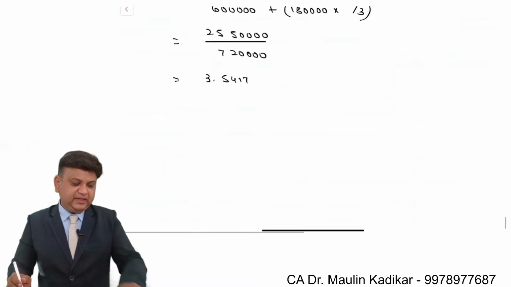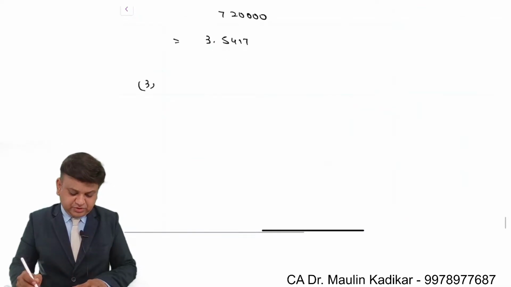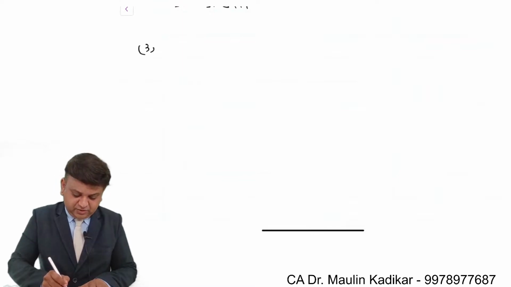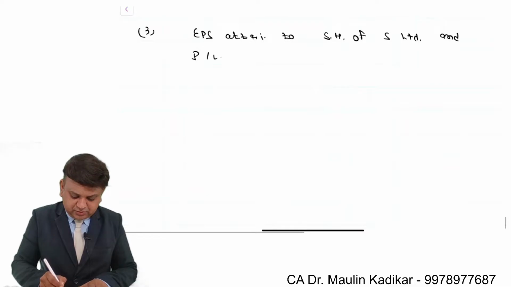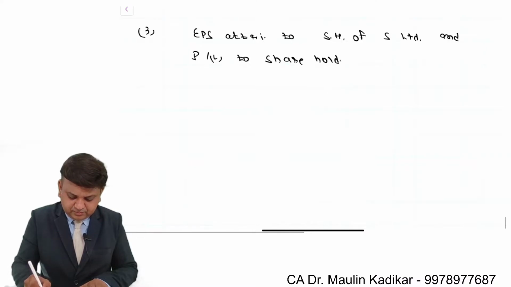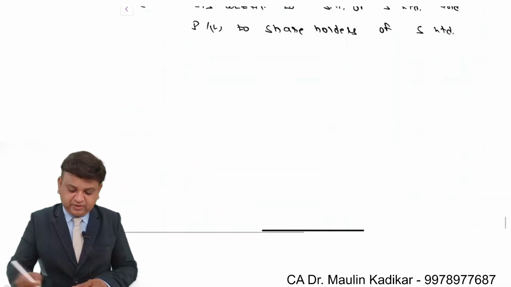Third question is to determine the equivalent earning per share of S Ltd and calculate the per share gain or loss to the shareholders of S Ltd. So answer of the third question. We are required to make the calculation of EPS attributable to shareholders of S Ltd and profit or loss to shareholders of S Ltd. That is what we are required to find.